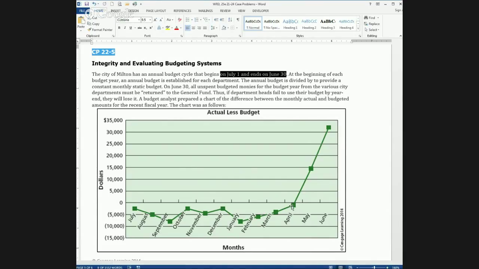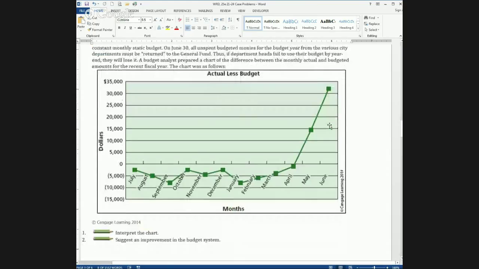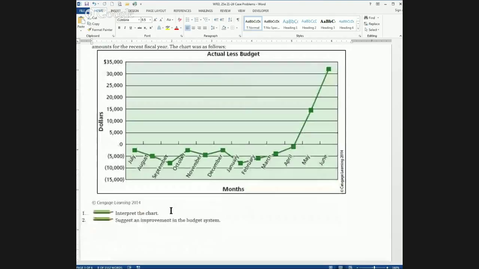And then as May and June roll around, there is a real rush to spend the budget just to make sure that, well, if we don't spend it this year, we are not going to get the same level of budget next year. Okay, so interpreting the chart we just did, there is an end of the year rush to spend the remaining balance in the budget.